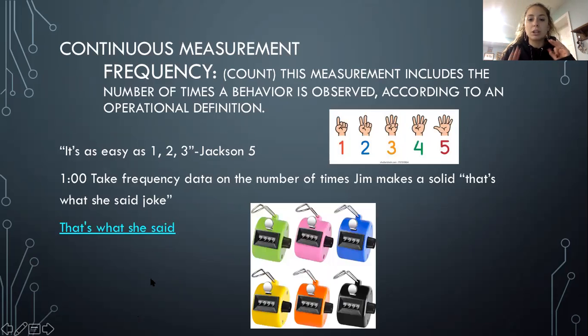So we'll start with frequency. Frequency is basically the count. So numbers, I wrote it's easy as 1, 2, 3. Thank you, Jackson 5. That's exactly what's going on here. Every single time you observe a behavior occurring during a session, you're just going to mark it and count either on your fingers or, I have a little picture of those clickers here.